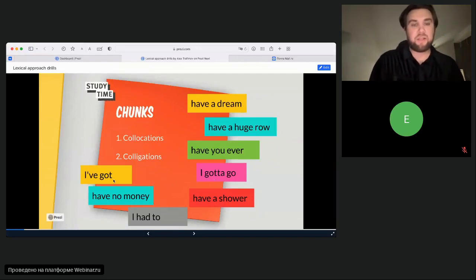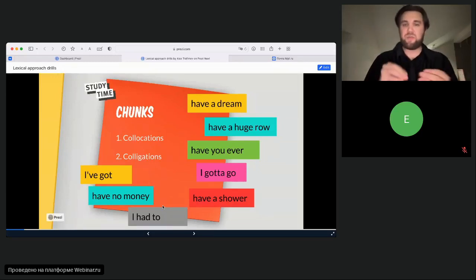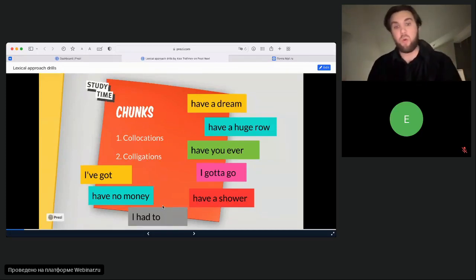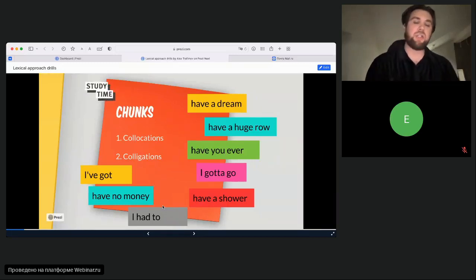The same stuff is happening with have no money. So a collocation would be have money, right? But we add a grammatical word, a pronoun, which starts bringing us some grammatical meaning as well. So that's why we can call it a collocation and a colligation at the same time. And I had to, these are all grammatical forms. So that means they are colligations.